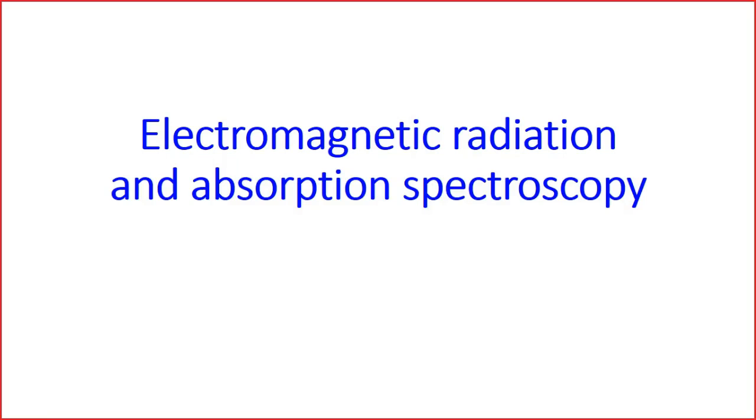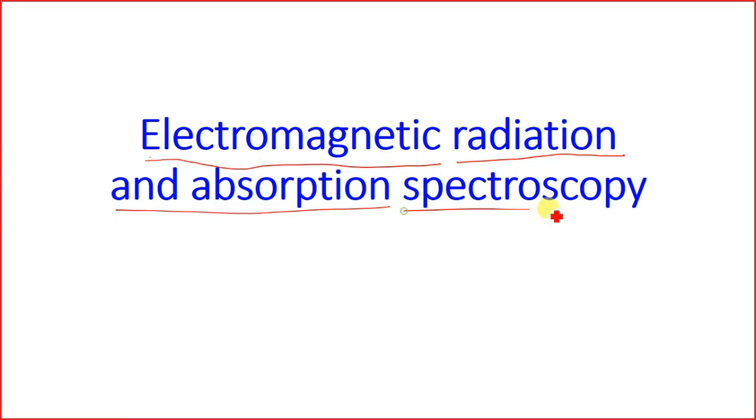Good evening, everyone. Today we will start with electromagnetic radiation and absorption spectroscopy. Okay. So, what I thought is that before going into the details of each and every spectroscopic technique, we need to understand the mechanisms, how absorption spectroscopy or emission spectroscopy work. What is the underlying mechanism within these spectroscopic techniques?